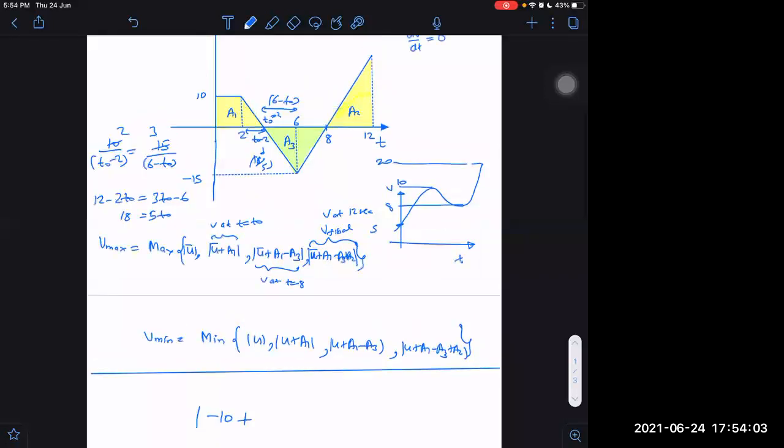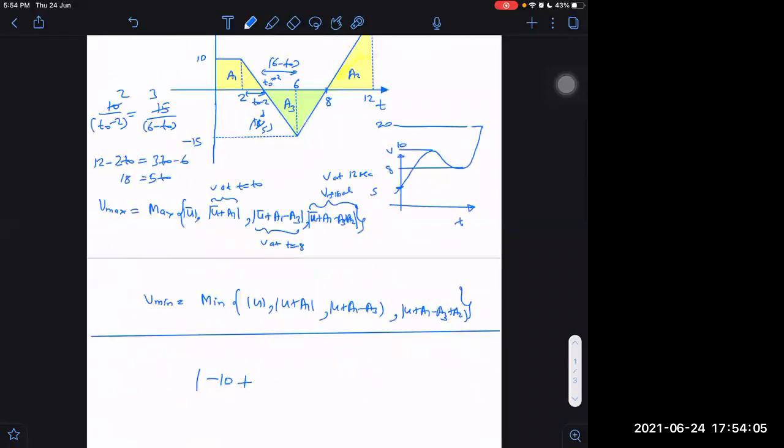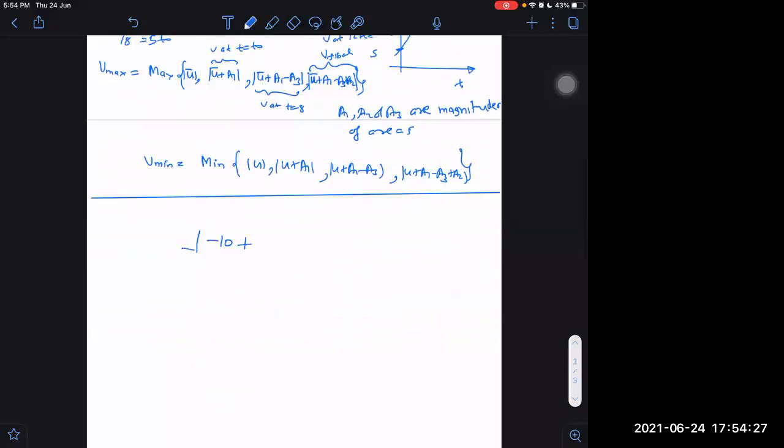Let me write down clearly. A1, A2, and A3 are with magnitude wise only, magnitudes of areas. These are velocities. Understood, sir. How can you say V is decreasing, sir? Because it is negative. But initially the acceleration is positive, so if more than that, the velocity is more, no, sir.